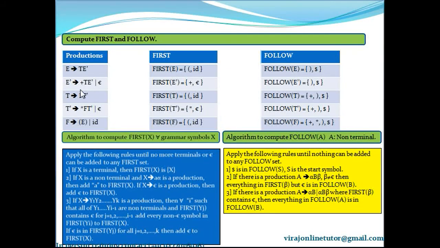Is rule number 2 applied here? Alpha B beta, yes. So first of E dash you place it in follow of T, which I have just done. Go to the next rule, alpha B beta. So first of T dash you place it in follow of F. So asterisk you place it in follow of F.